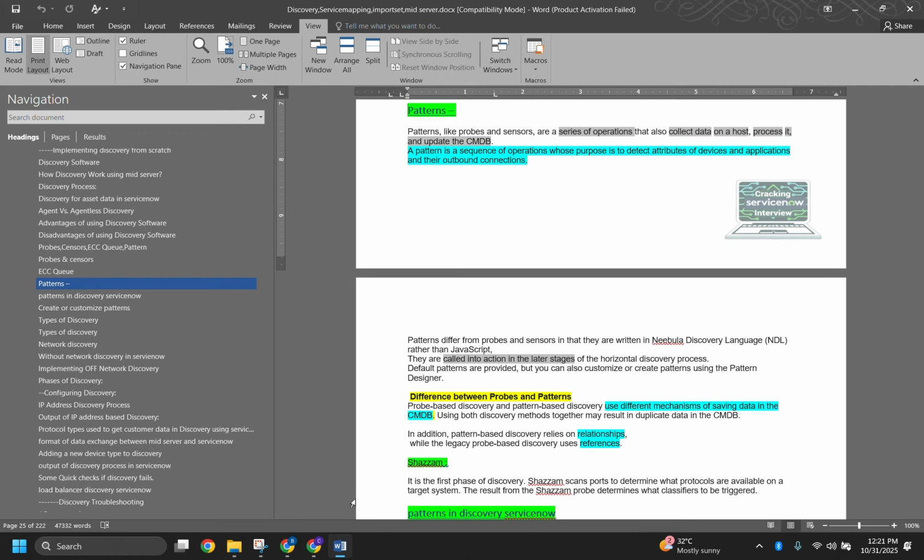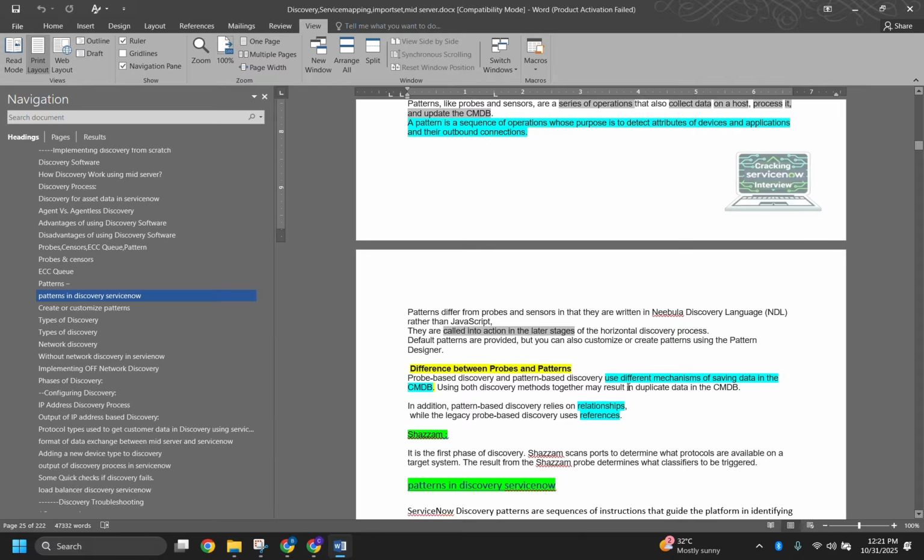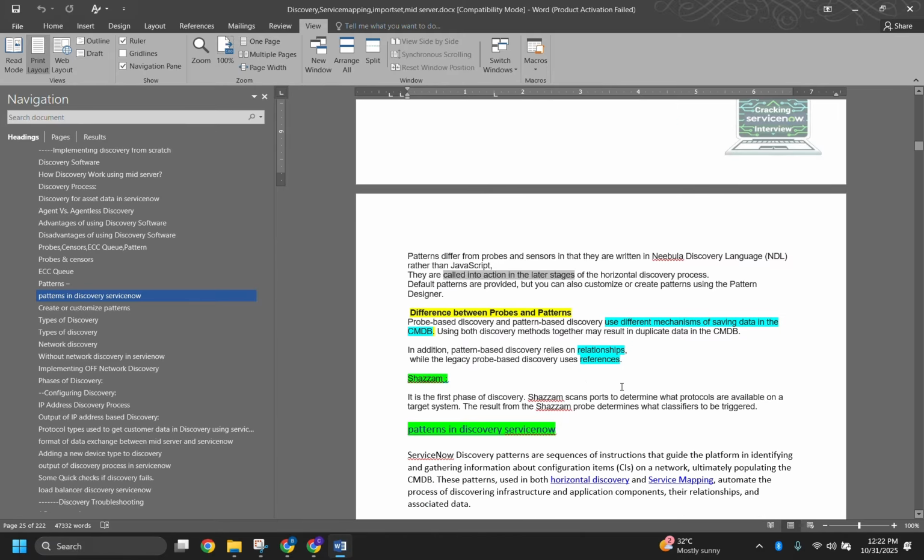There are two other things: probes, sensors, and patterns. So definitely they will ask what exactly a probe and a pattern is, and what the difference between them is. These two are totally different things. Pattern-based discovery relies on relationships, while probe-based discovery uses references. So this is the major difference, you can say.